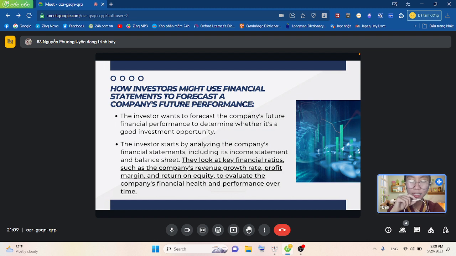How many main types of financial statements are there? We have these 3 main types. The first is the balance sheet.